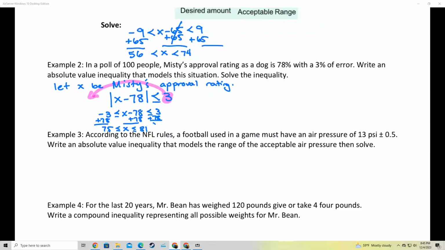It says, according to the NFL rules, a football used in a game must have an air pressure of 13 psi with a margin of 0.5 psi. Write an absolute value inequality that models the range of acceptable air pressure. So I'm going to say let x represent the amount of air pressure in an acceptable ball.